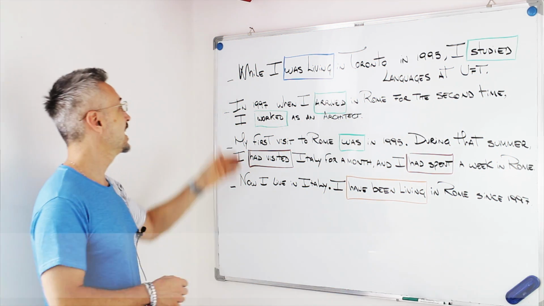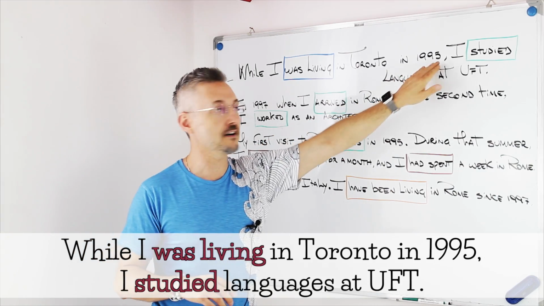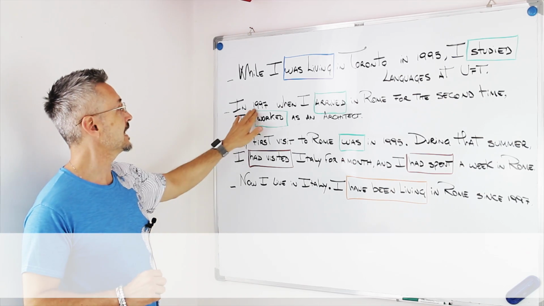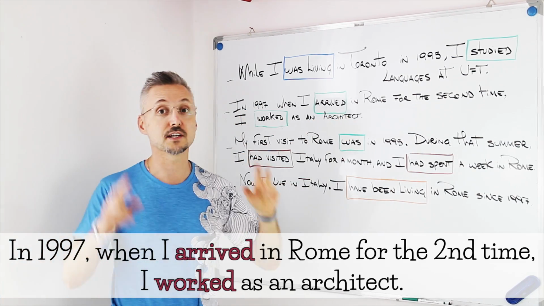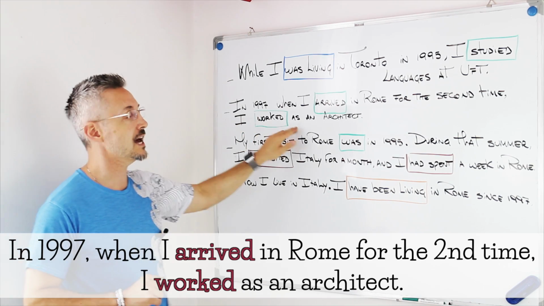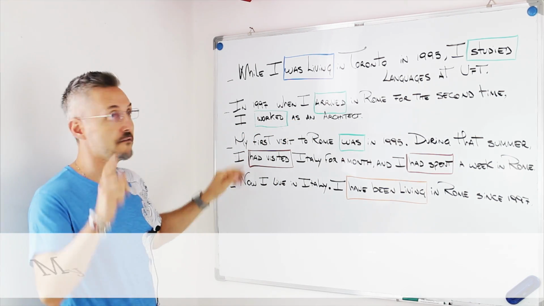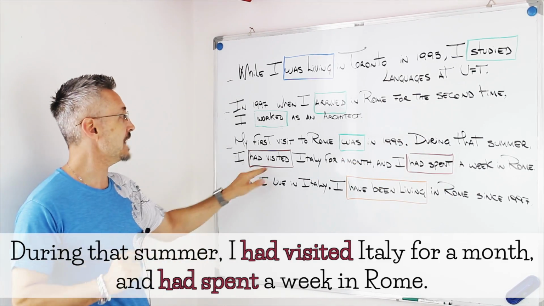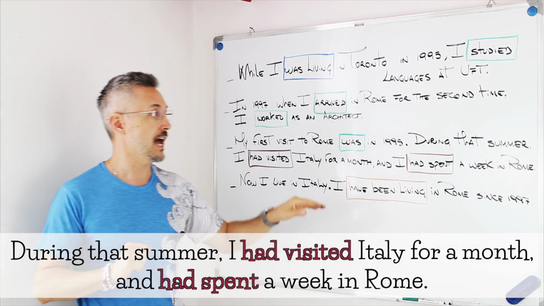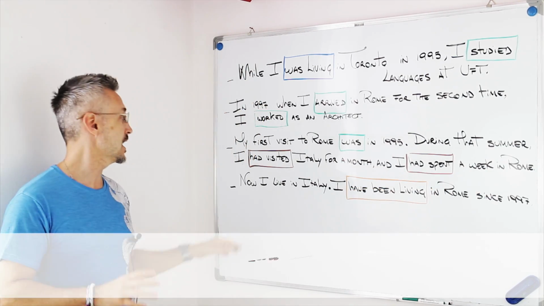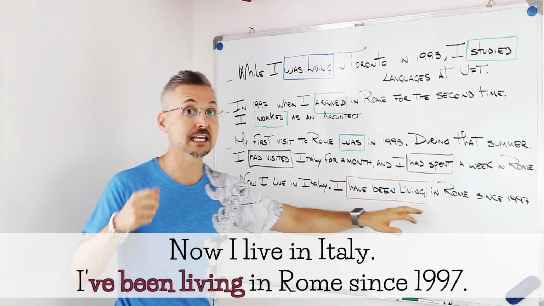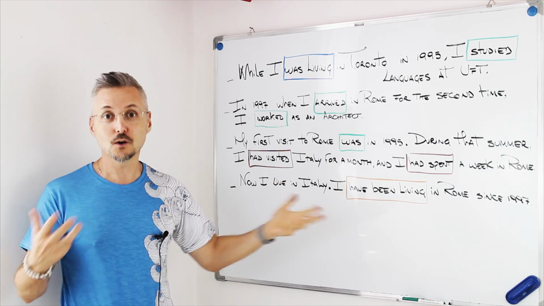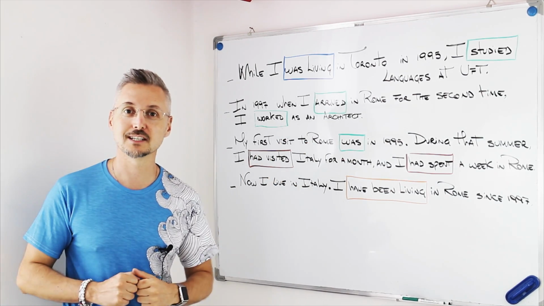This is Marc. While I was living in Toronto in 1995, I studied languages at U of T, University of Toronto. In 1997, when I arrived in Rome for the second time, I worked as an architect. My first visit to Rome was in 1995. During that summer, I had visited Italy for a month, and I had spent a week in Rome. Now I live in Italy. I have been living in Rome since 1997. In this lesson, we're going to look at the past, so stay tuned.